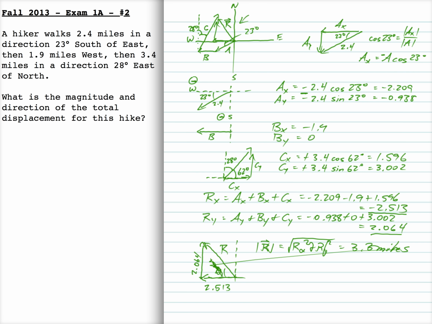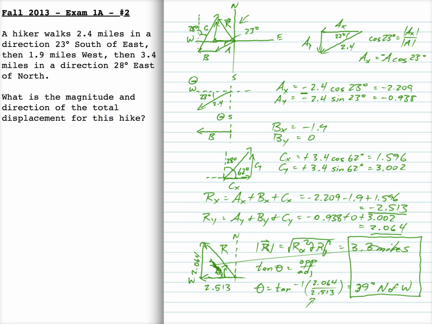And then theta can be found because the tangent of theta is equal to the opposite over the adjacent. That means that theta is equal to the inverse tangent of opposite over adjacent. The opposite side of the angle theta is the y component, 2.064, and the adjacent side is the x component, 2.513. So that angle is 39 degrees. There's west and here's north, so it's 39 degrees north of west. You've got to include that information as well. So there's my answer.